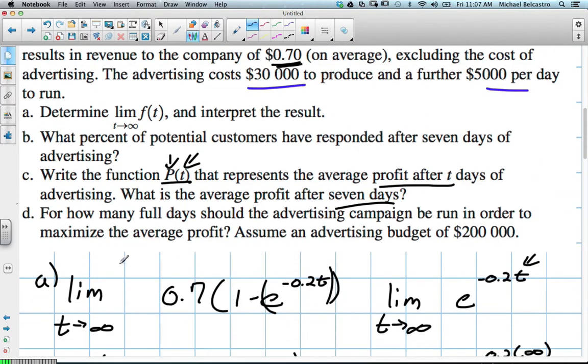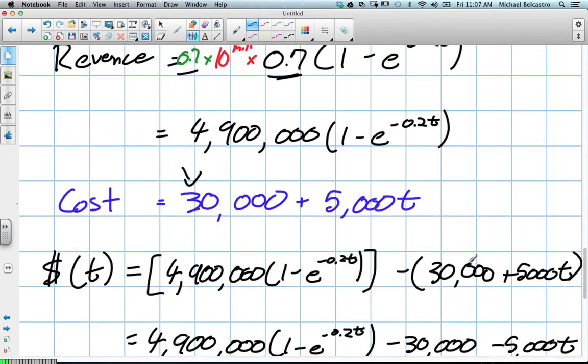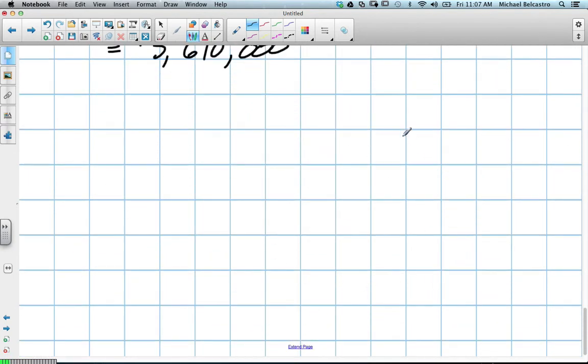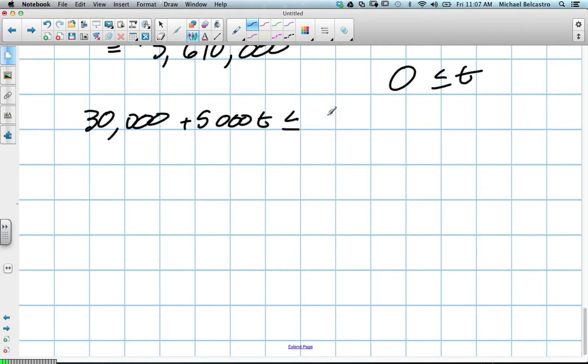Not bad. We still have a final question. For how many full days should the advertising campaign run in order to maximize the average profit? So we have our profit function. That's very important now. Assuming the advertising budget is $200,000. So, first of all, that gives us a parameter for the number of days it can run. First of all, it can run for 0 days in terms of time. But because our cost function plus these values have to be less than or equal to the entire advertising budget. Our advertising budget is $200,000.